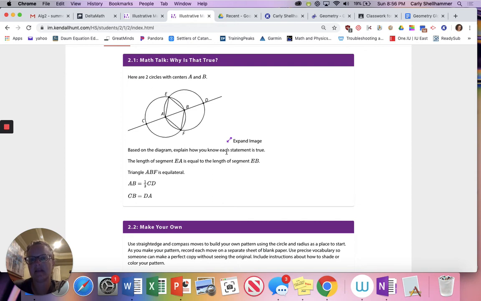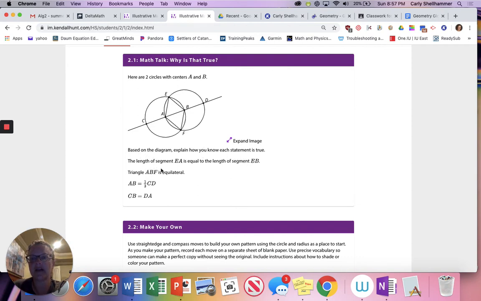The length of segment EA is equal to the length of segment EB. So EA is the radius of circle A, because the definition of radius is it starts at the center and goes to the edge, or the furthest point, or it's on the circle. BE starts at center B and goes to the edge of circle B, so it's the radius. So if they are both radii of the circle, we can say that they are both congruent. So the length of segment EA is equal to the length of segment EB, which is true.